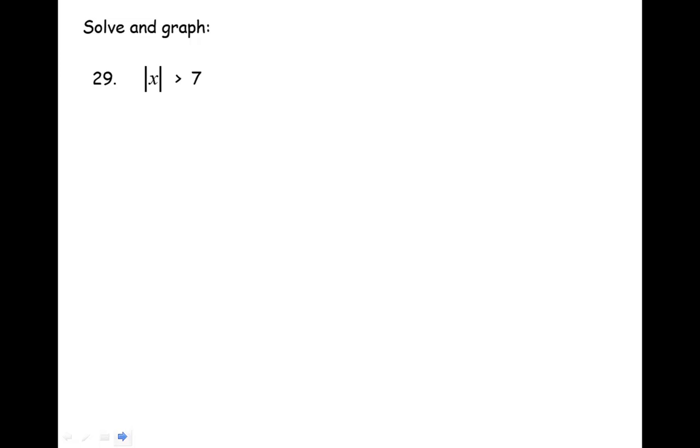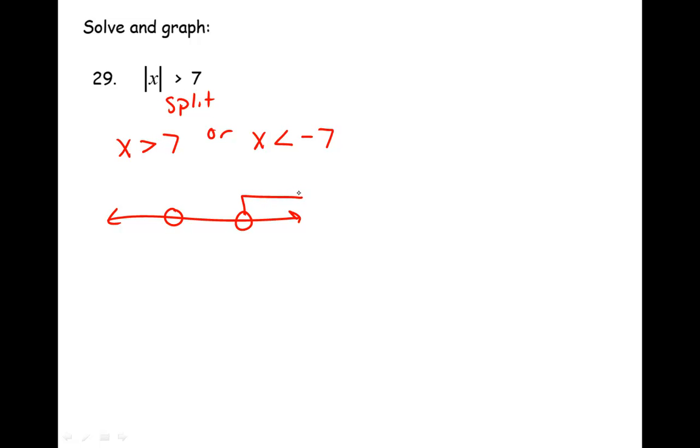Number 29. Another greater than, so what we want to do is split. x is going to be greater than 7, or x is going to be less than negative 7. In this particular case, they're asking us to graph, so we're going to use open dots, and we're going to shade our arrows outwards. The smaller number goes on the left, and the bigger number goes on the right. So x is less than negative 7, or x is greater than 7.